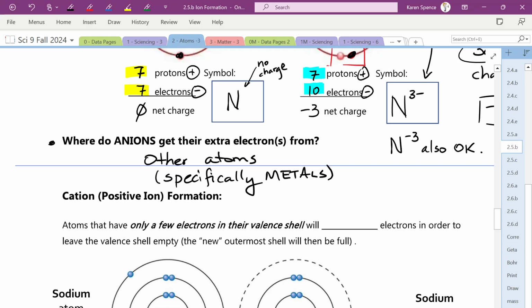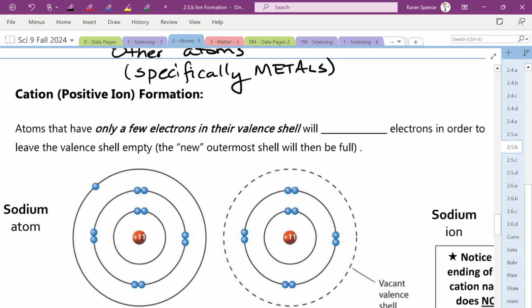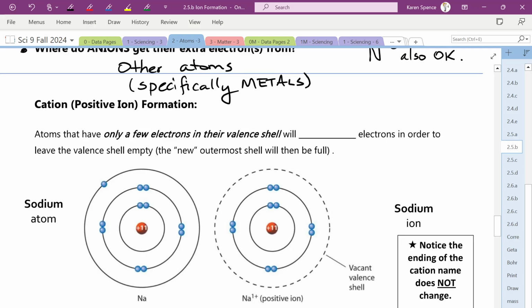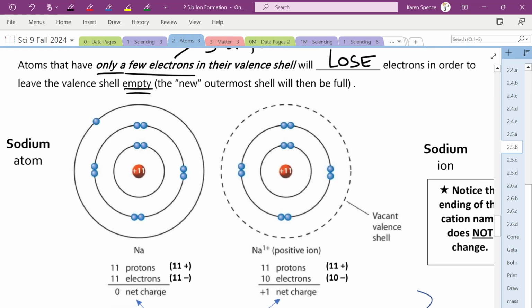Blue. Okay, good. Atoms have only a few electrons. So if they have only a few electrons, in other words, 3 or fewer, they will lose electrons in order to leave the valence shell empty. And the new outermost shell, the new valence shell, will be full.